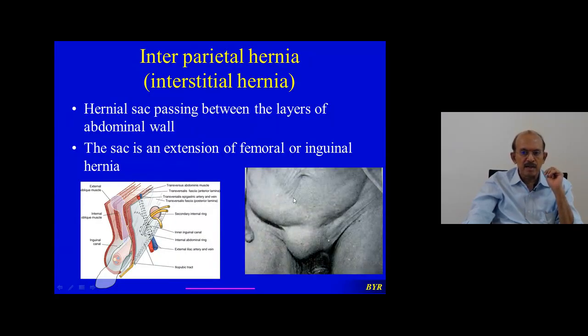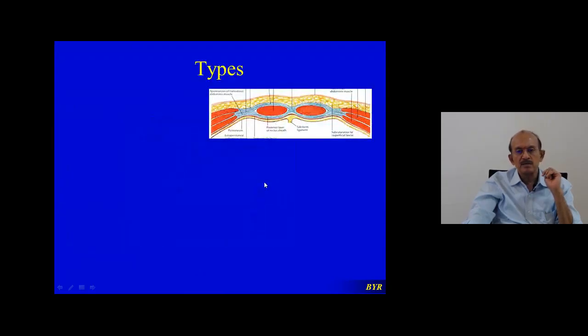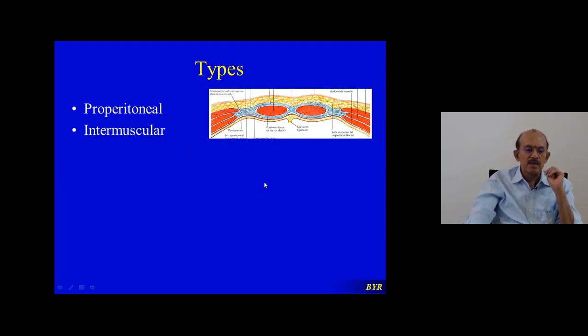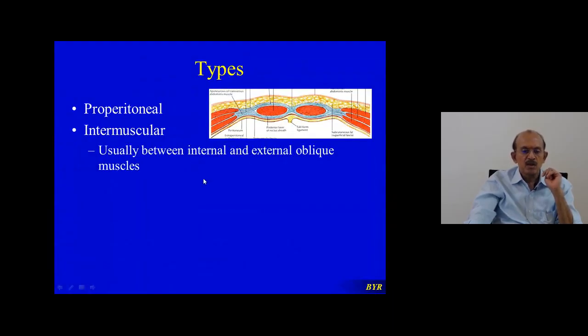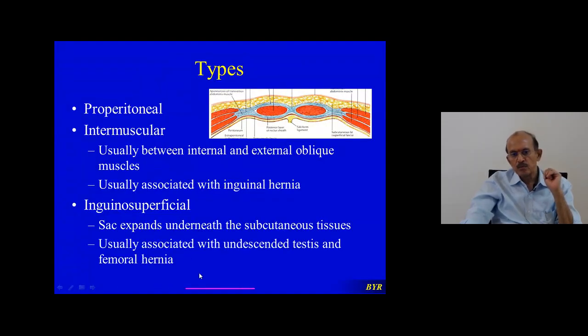So patients will manifest like this. Inguinal hernia will be there, and additionally you will see another hernial sac here. You can see here an inguinoscrotal swelling, and there is another swelling here. This is because of interstitial hernia. Types: the branching may be in the pre-peritoneal space, or intermuscular space, usually between the internal and external oblique muscles, usually associated with inguinal hernia, or it may be inguinosuperficial. Sac expands under the subcutaneous tissues, usually associated with undescended testis and femoral hernia.